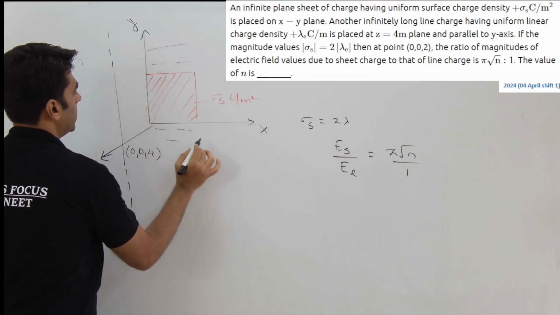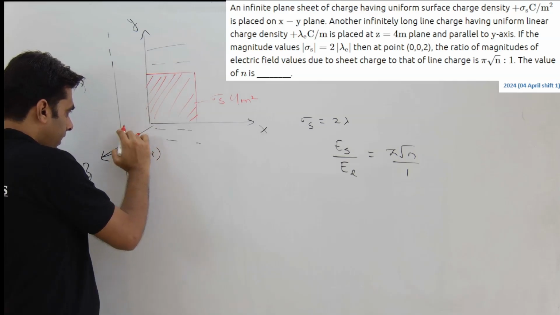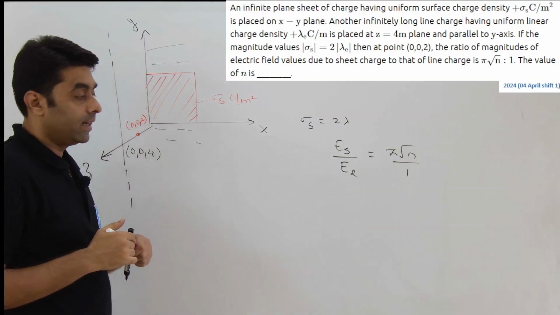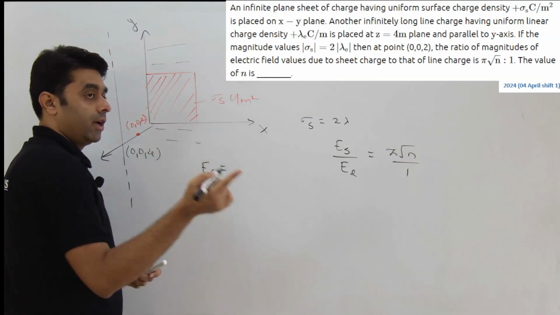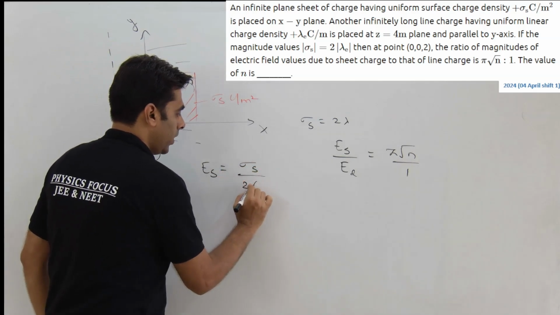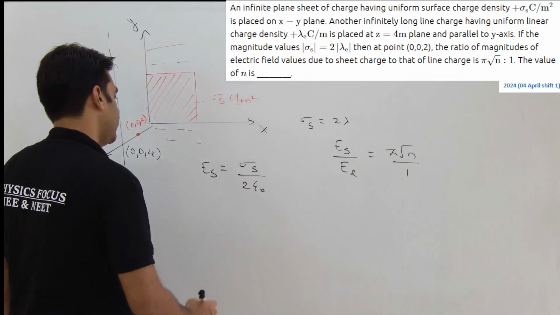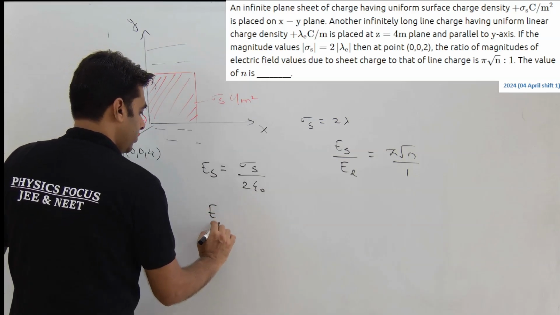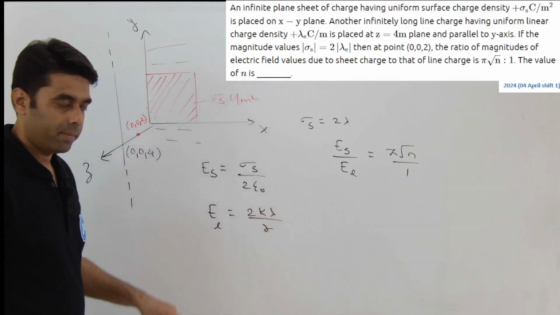Okay, it's a large sheet, and they are asking us the electric field at this point, which is 0, 0, 2, right? Let's see. Electric field due to sheet. What is the electric field due to sheet? Due to an infinite sheet, it is sigma by 2 epsilon naught. Due to a thin infinite sheet, it is sigma by 2 epsilon naught. Fine, well and good. Due to this line wire, how much can we write? Due to line wire, 2k lambda by r.